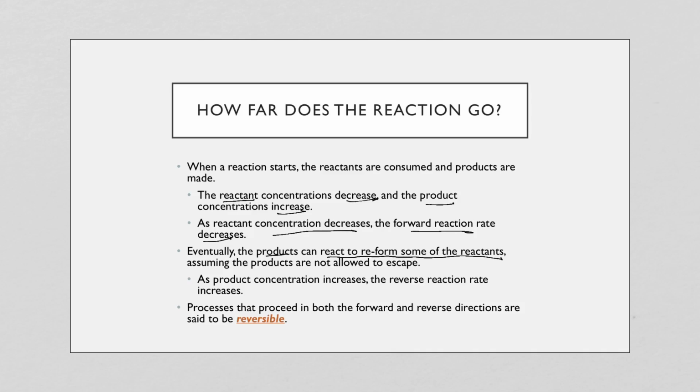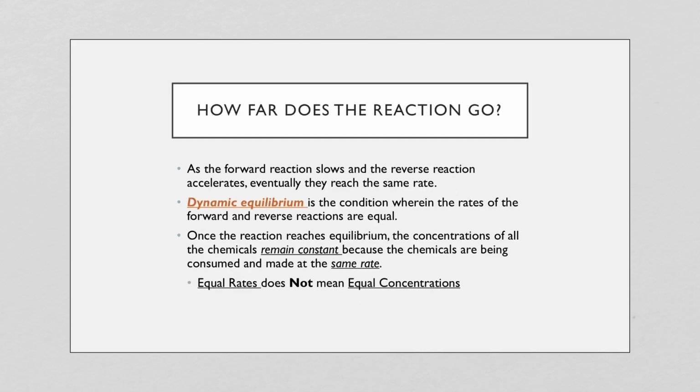And so we have reversible reactions. These are reactions that can proceed in both directions. Now, as that forward reaction starts to slow down, the reverse reaction is starting to build up as we build up products. Eventually, they meet. In other words, their rates meet.